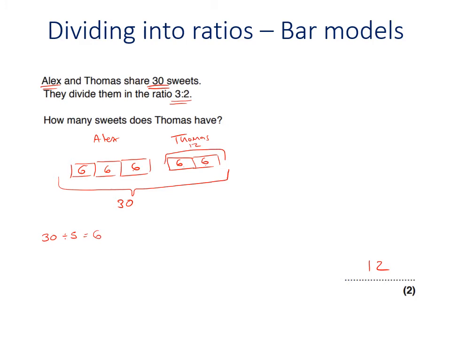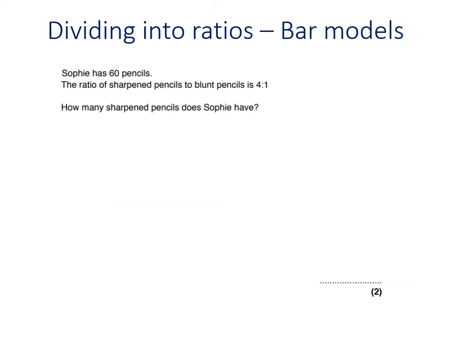So if we move on to another example. Now for this one, Sophie has 60 pencils and the ratio of sharpened pencils to blunt pencils is 4 to 1. How many sharpened pencils does she have? Now you might feel confident to give this one a go, in which case you could pause the video or stop the presentation until you're ready for some answers, or you can listen to me go through in a second. So I'll assume you've had a go and are ready for answers.